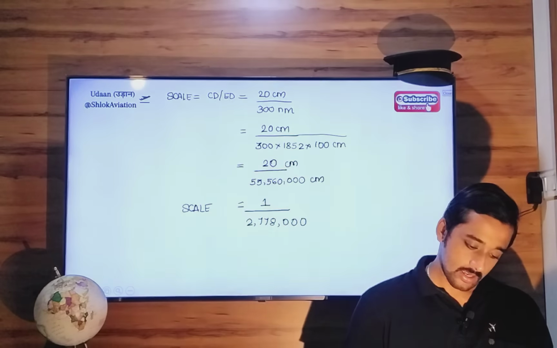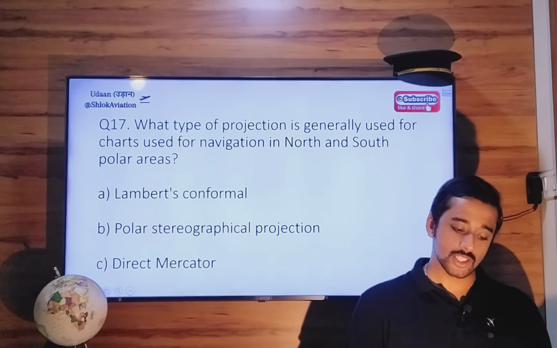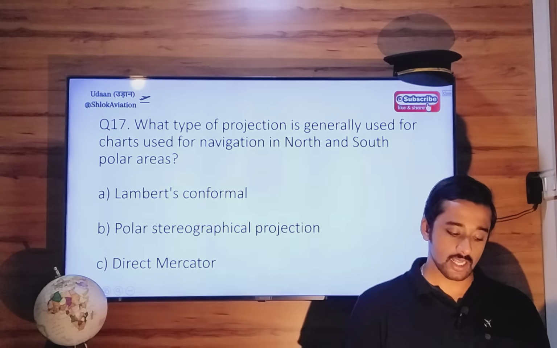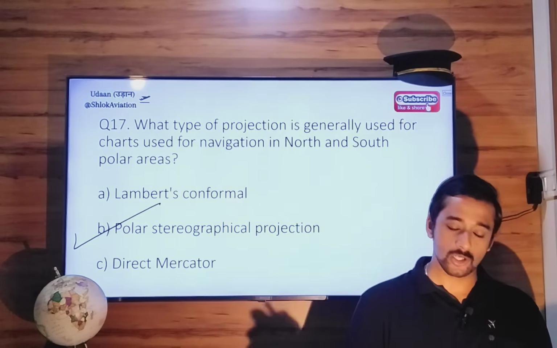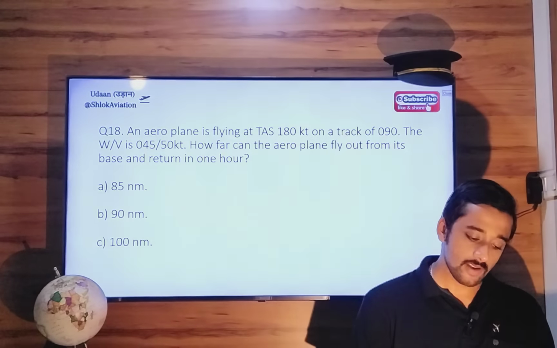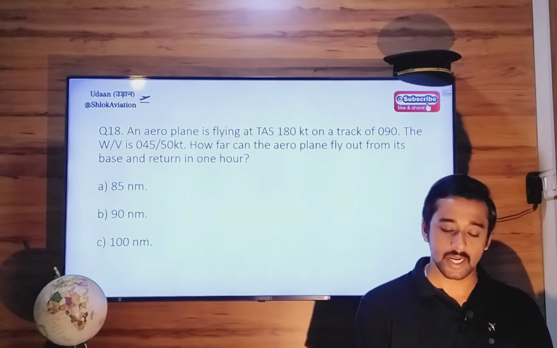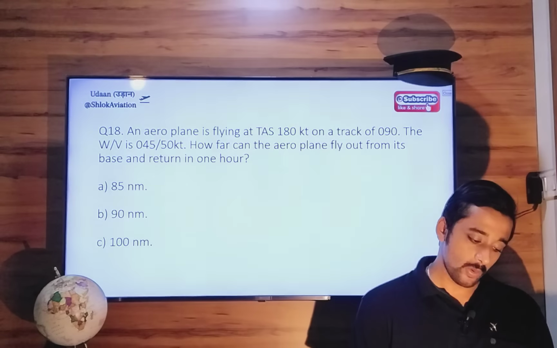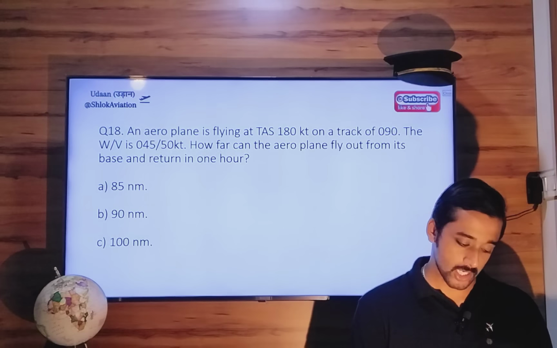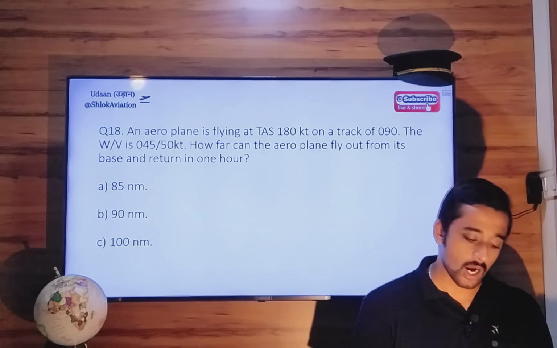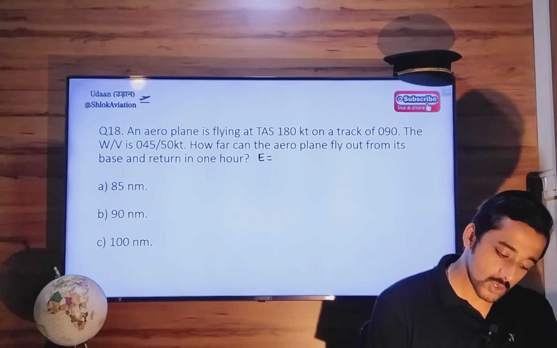Okay, next. What type of projection is generally used for charts for navigation in the North Poles, South Poles? So you use polar projections. Question 18. When an aeroplane is flying at a TAS of 180 knots on a track of 090 and winds so and so, how far can the aeroplane fly out from its departure and come back in 1 hour? That means endurance is 1 hour.